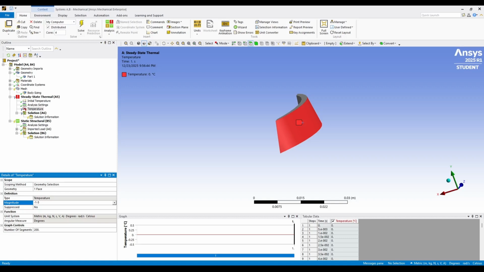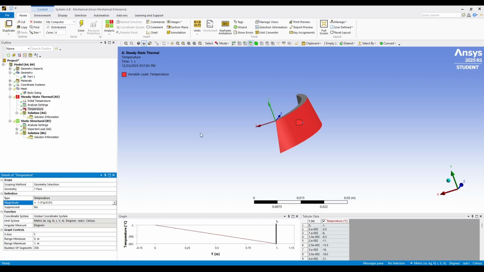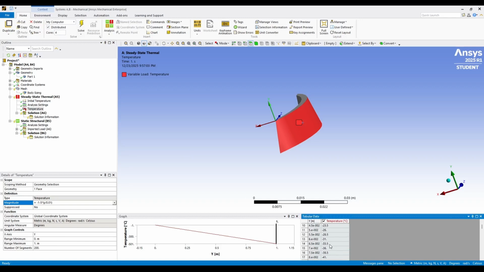Once the coupled structural thermal analysis is applied, we can clearly see how temperature effects interact with mechanical loads throughout the dam structure. The imported temperature results cause thermal expansion and contraction in the concrete, and since the dam is restrained at the foundation and abutments, this thermal movement generates additional stresses inside the dam body.